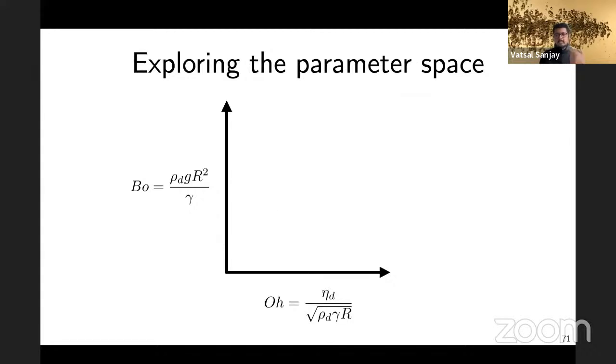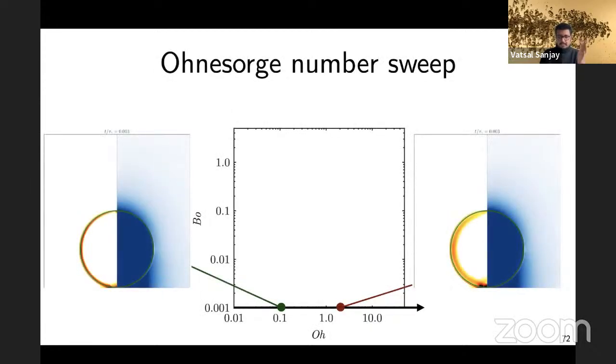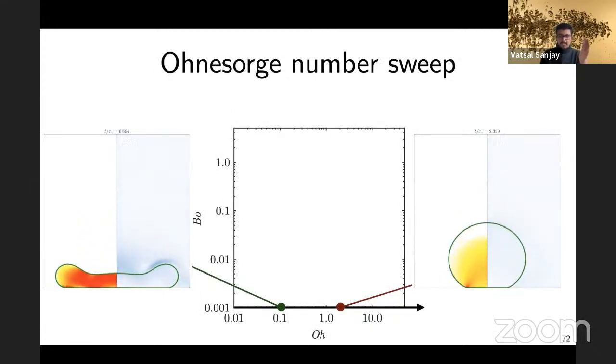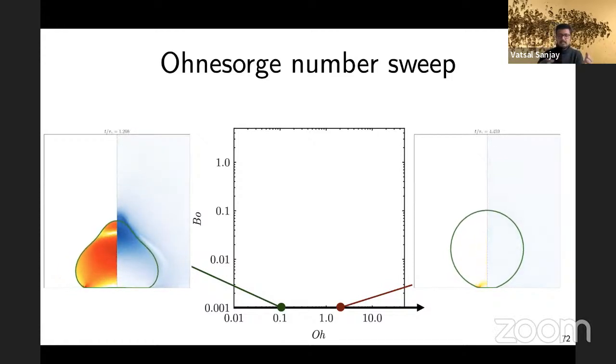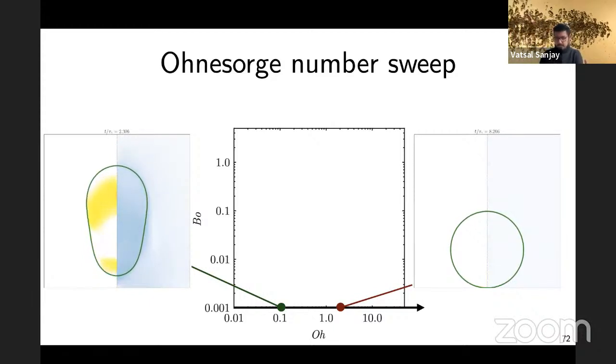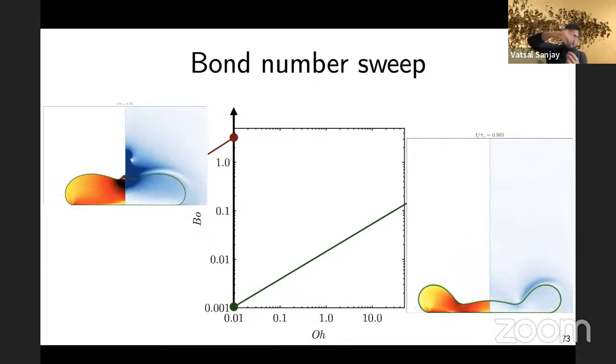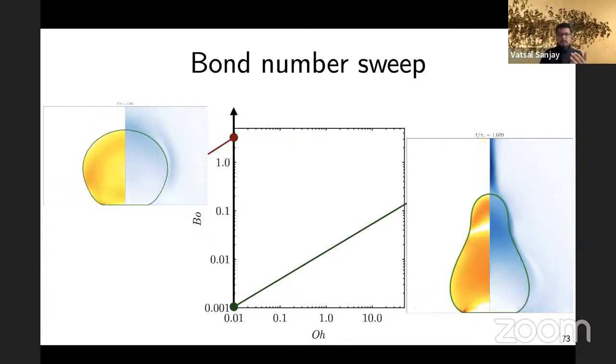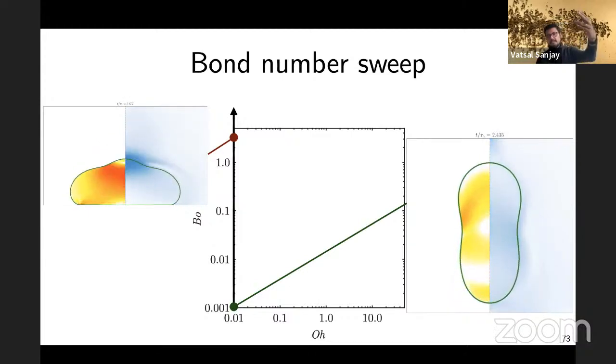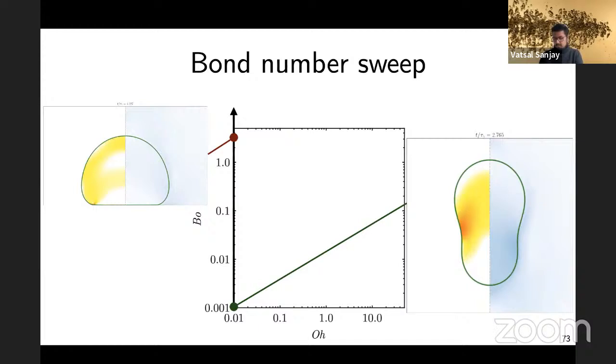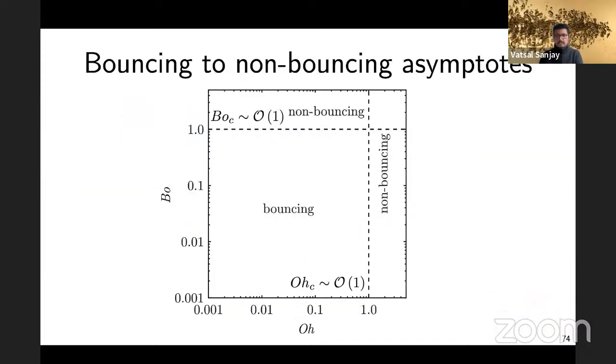And so in this case, the two control parameters that we care about are the Bond number and the Ohnesorge number, and that's the parameter space over here. And just to summarize what I showed you in the previous slides, if we go in the Ohnesorge phase space, we can stop this drop from bouncing once we go beyond this limit of Ohnesorge of 1. And that's this one over here. And if we explore this parameter space on the y-axis, then we can stop the drop from bouncing once we are beyond this critical Bond number of 1 once again in this space over here. So this is the summary of the slides that I showed you just now.